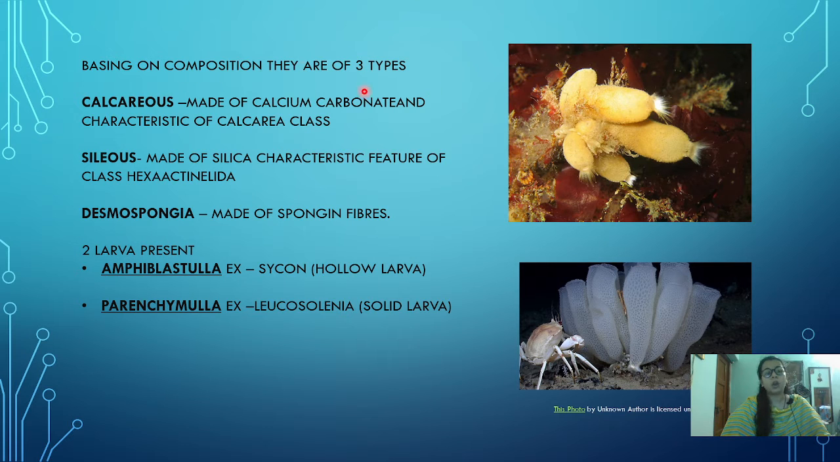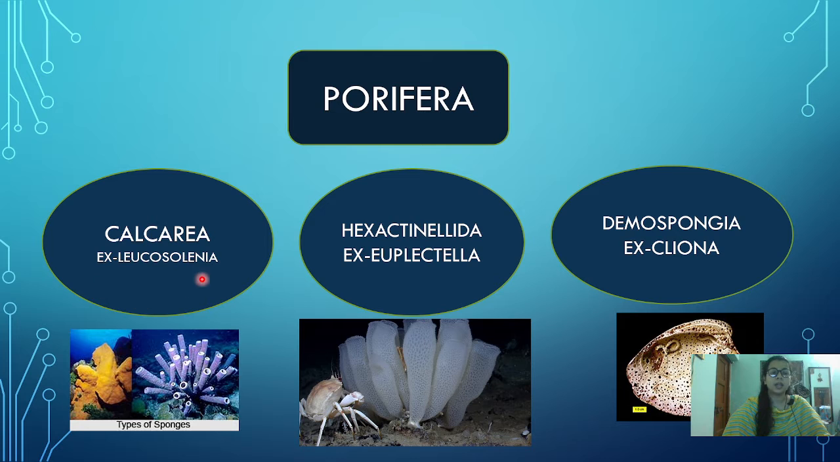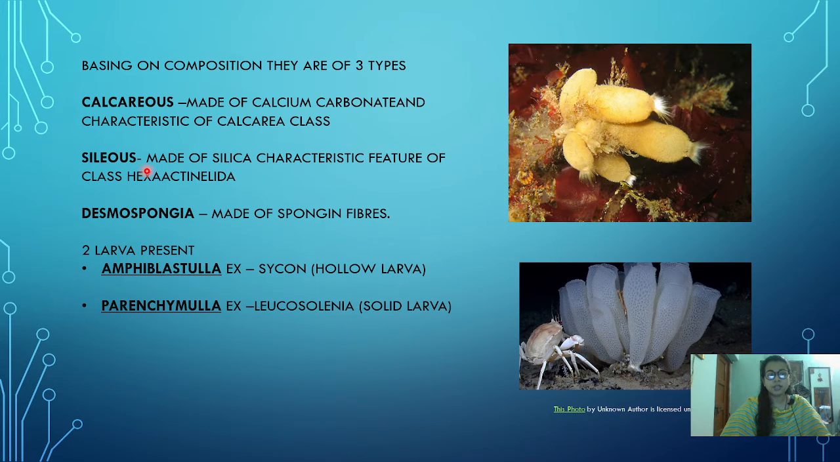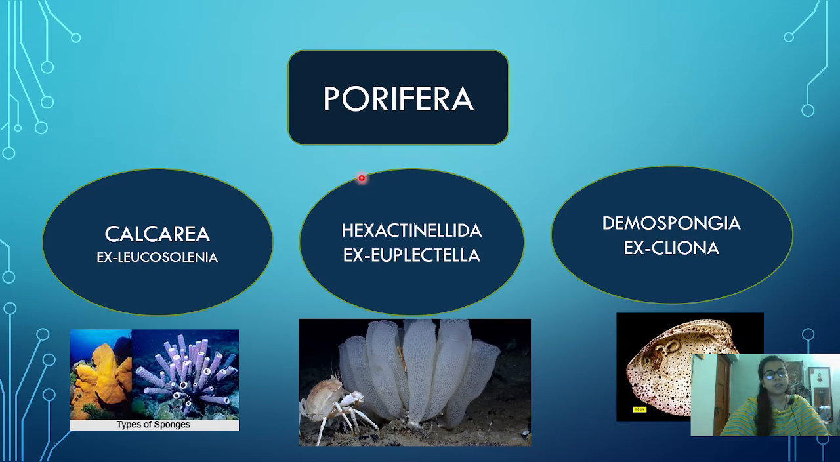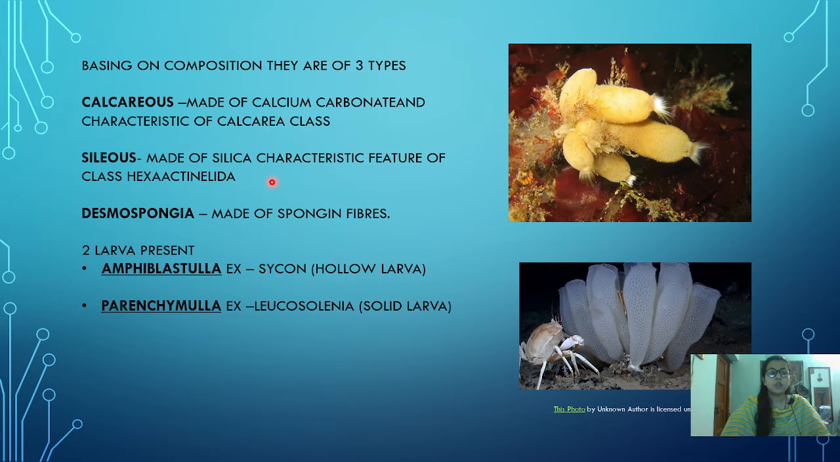Then, based upon the composition, Porifera are of three types. Calcareous, that is, they are made up of calcium carbonate as I have discussed, and this is majorly seen in the class Calcarea. Why are they called Calcarea? Because their skeleton bears calcium carbonate. Siliceous, that is, their body is made up of silica, and it is seen in the class Hexactinellida. Then Desmospongiae, that is made up of spongin fibers, and this is seen in the class Desmospongiae. You must be wondering what calcareous, siliceous and spongin fibers are. Basically, these are the skeletons which are present in the Porifera.